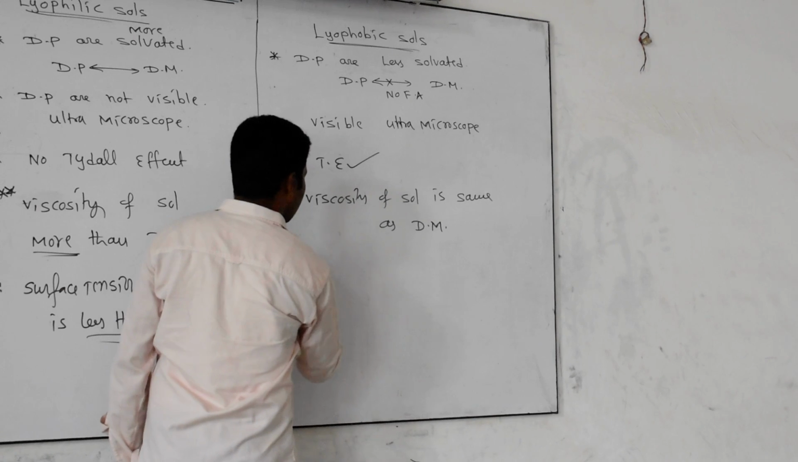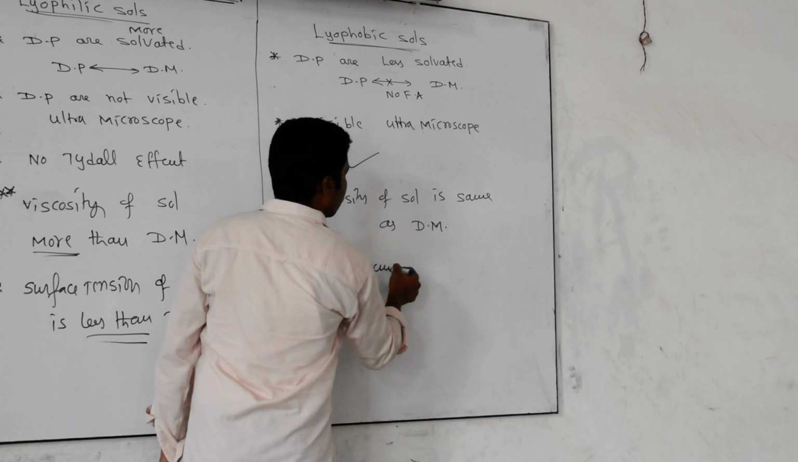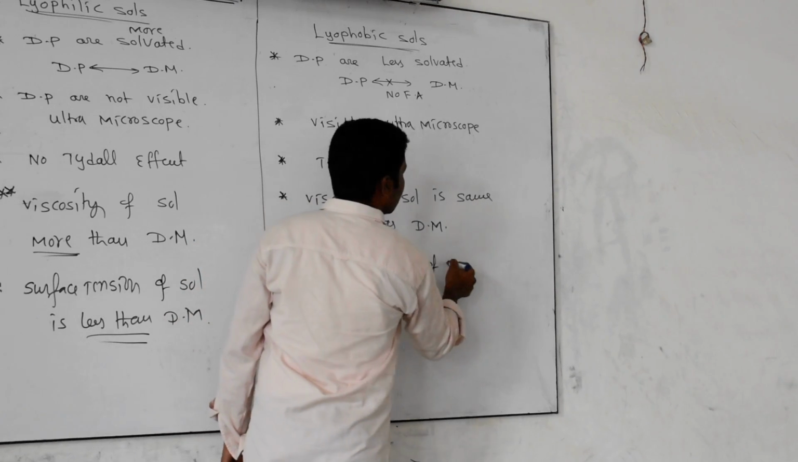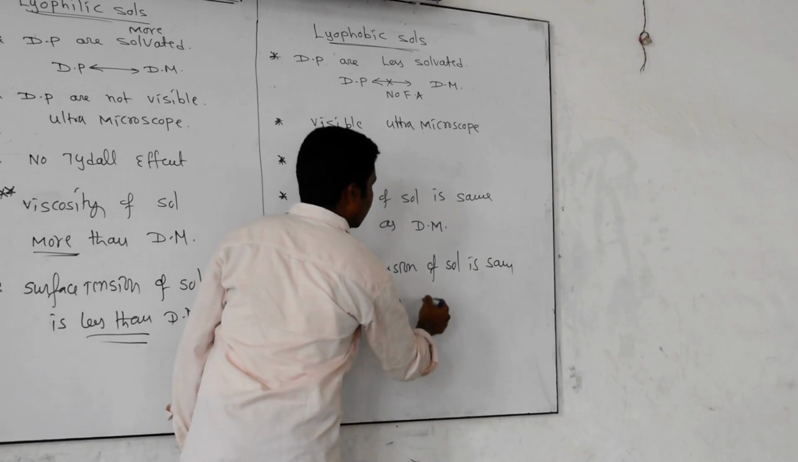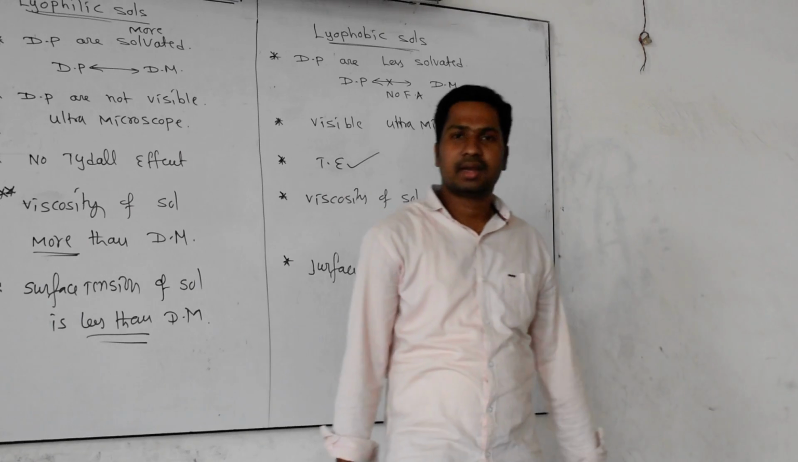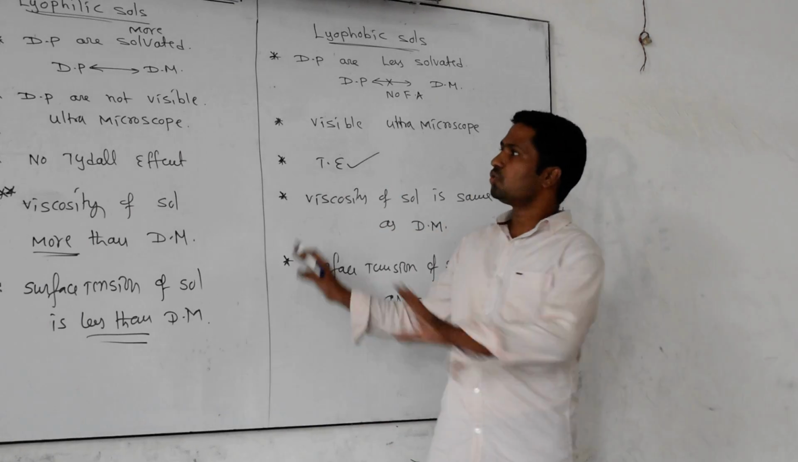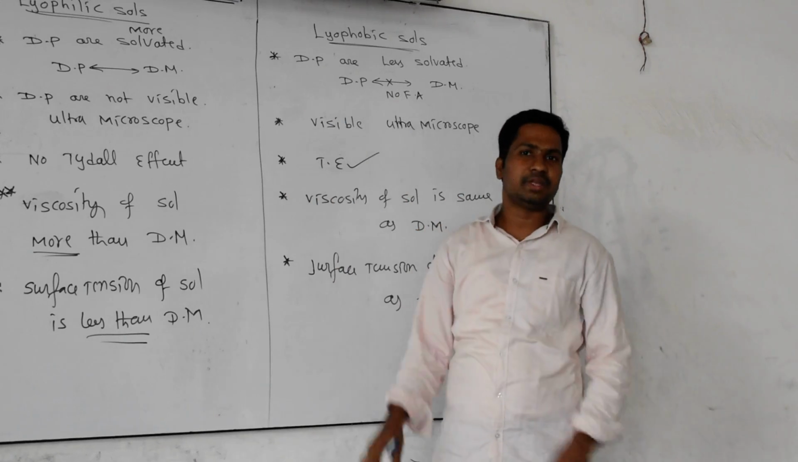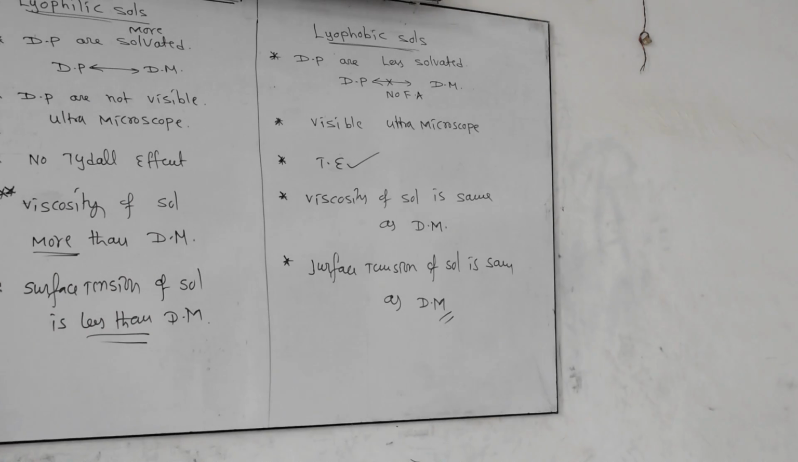The viscosity of the sol is the same as the dispersion medium. Same thing we have to discuss for surface tension. The surface tension of the sol is also the same as which one? The dispersion medium. Every characteristic is very important. You have to observe very carefully. Based on all these things only, the further concepts are interlinked. Observe very carefully. All of you clear? Yes.